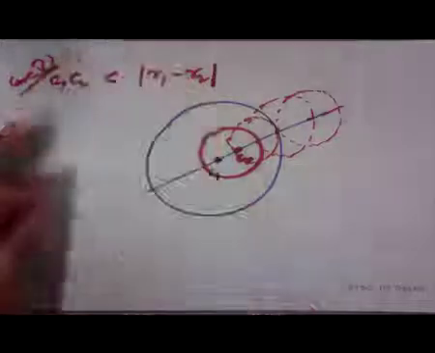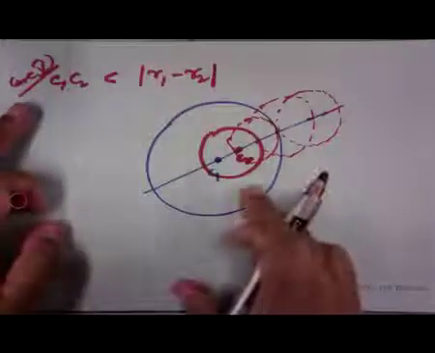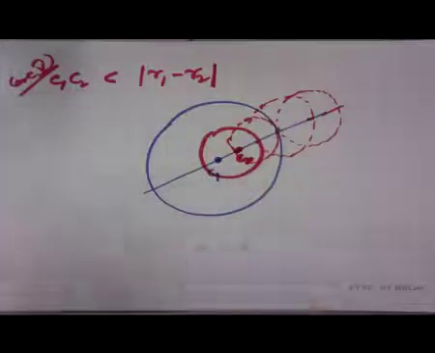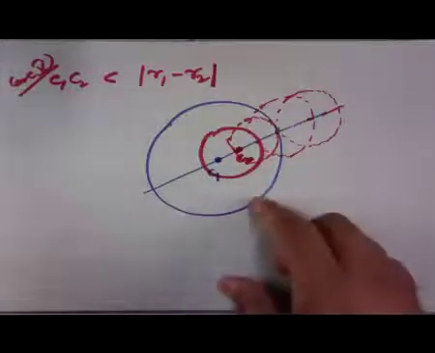So, this is the fifth case. In this fifth case, it is clear that there will be no direct common tangent and there will be no transverse common tangent.